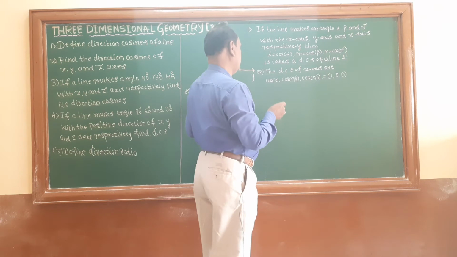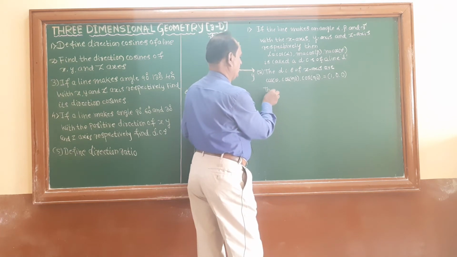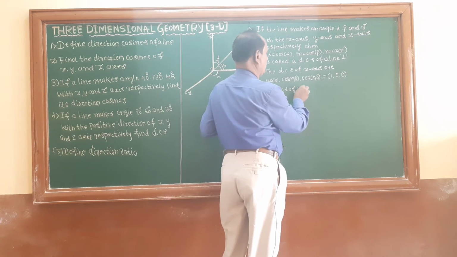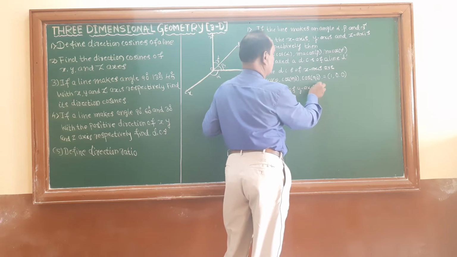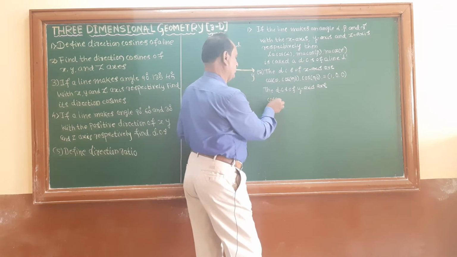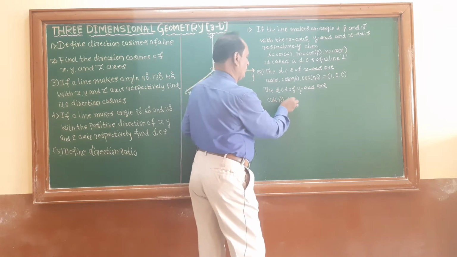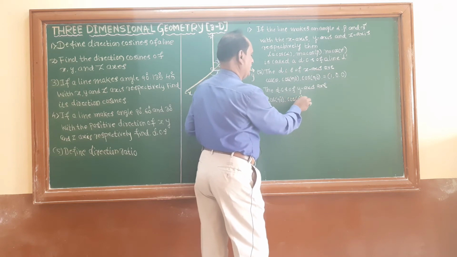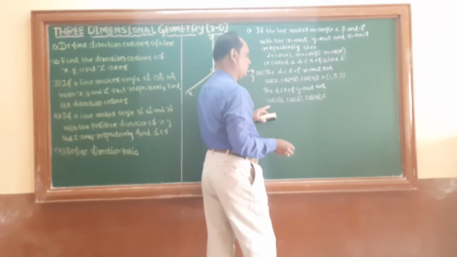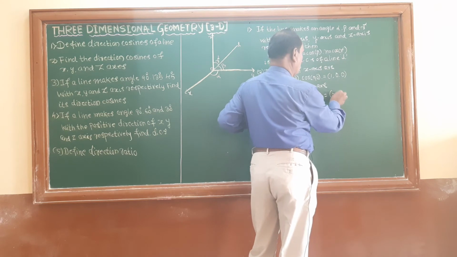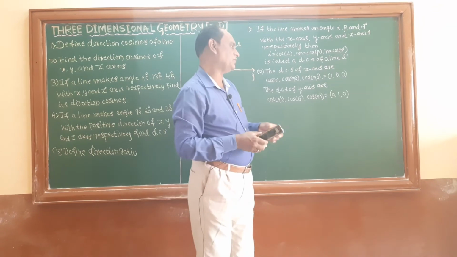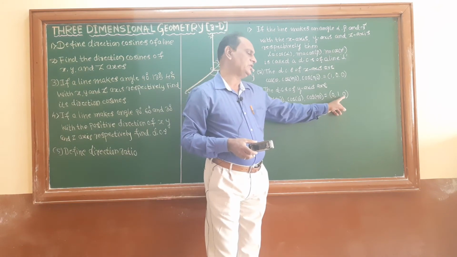On the same line, the direction cosines of the y-axis are cos 90 degrees, cos 0 degrees, and again cos 90 degrees. So cos 90 is 0, cos 0 is 1, the last one is 0. The direction cosines of the y-axis are 0, 1, 0.